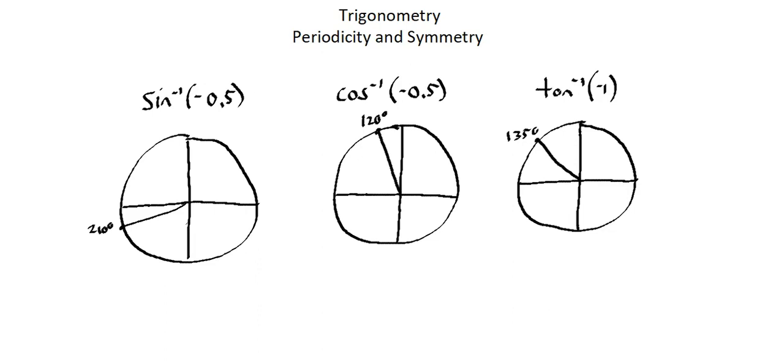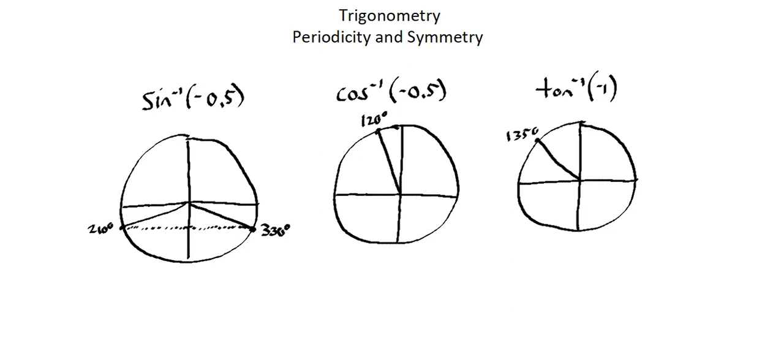So the way I identify my second angle with an inverse sine value of negative 0.5 is I identify that the sine value is based on the y-coordinate. So looking at the value of negative 0.5 on the y-coordinate and crossing at that point on the y-axis, I'll hit another point on the circle, and that angle is 330 degrees.